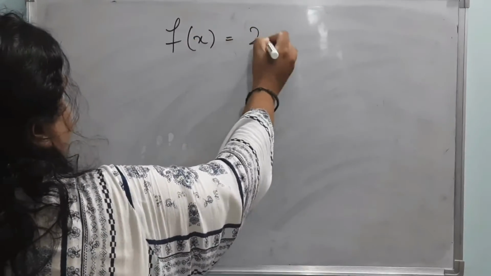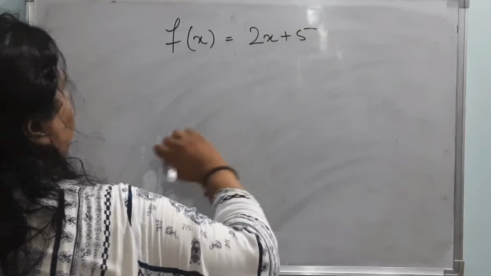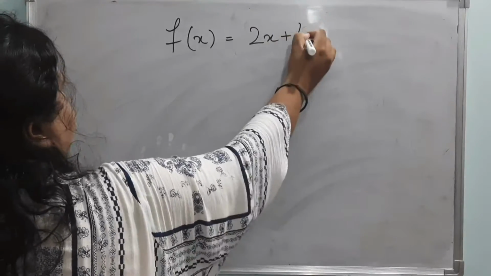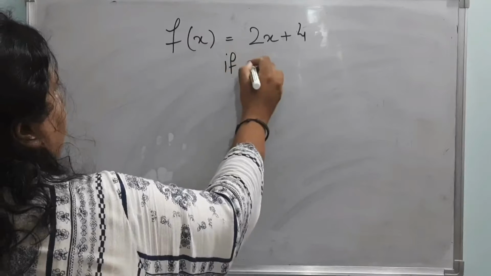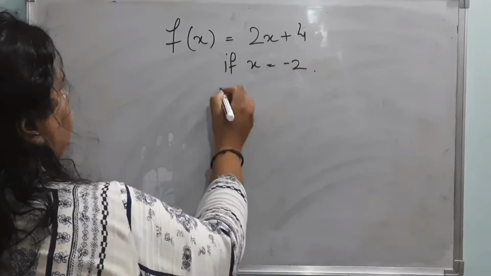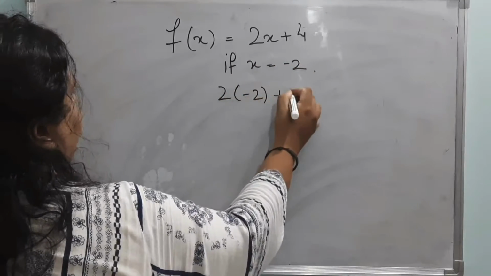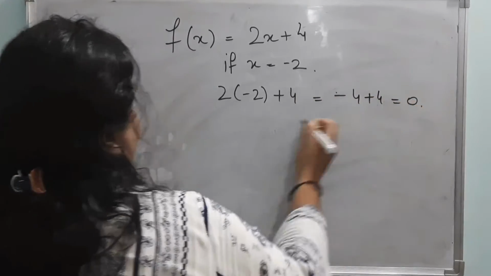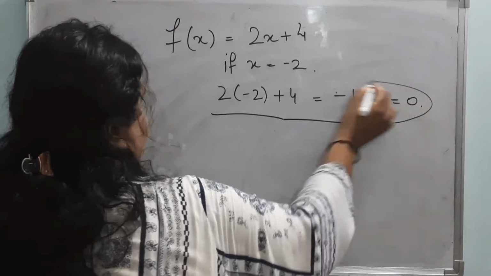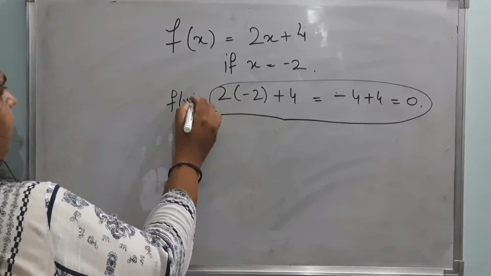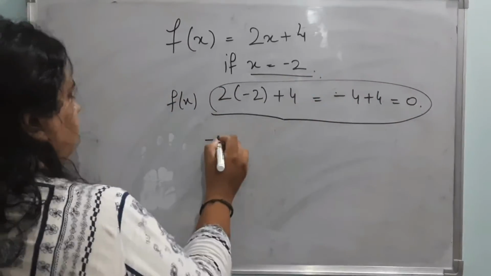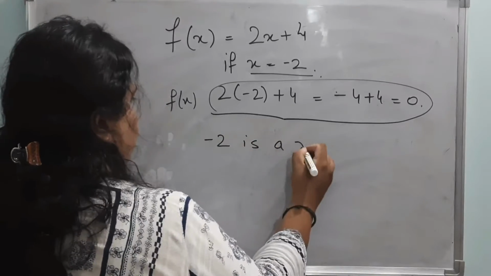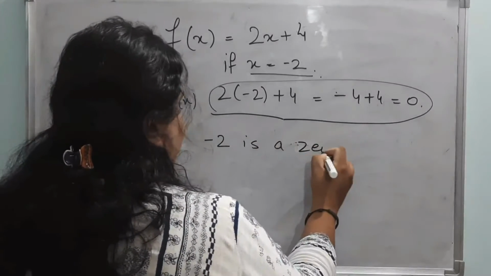f(x) equals 2x plus 4. If I take x equals minus 2, then 2 times minus 2 plus 4 is equal to minus 4 plus 4, which equals 0. So we get f(x) equals 0 when x equals minus 2. So minus 2 is a zero of the polynomial.